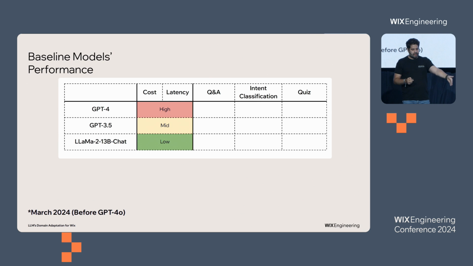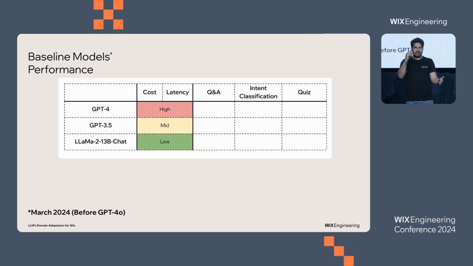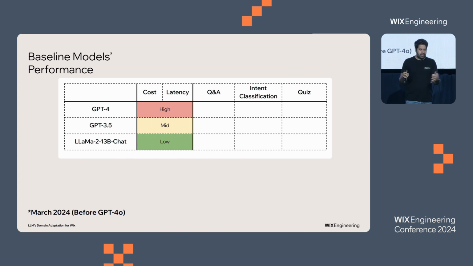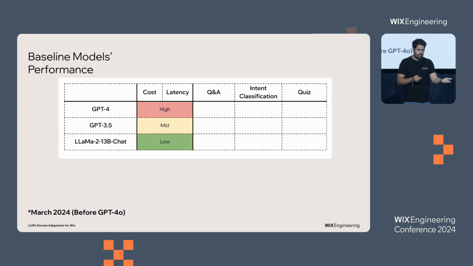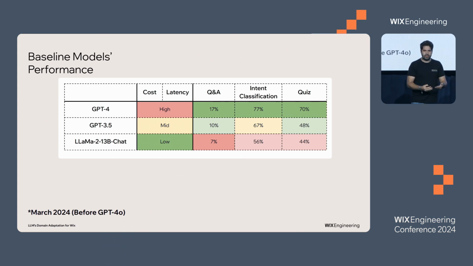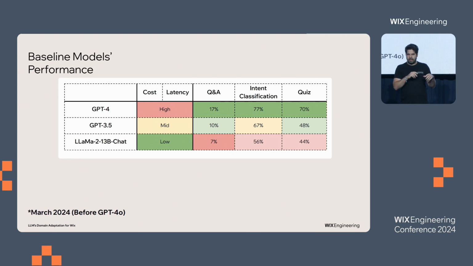So we have this performance, and we have the different evaluation processes for question answering, for intent classification, which is a data set that we have for a chatbot that, given a user input, we understand what is the Wix intent behind that, and the quiz that I just explained. So we have these three benchmarks, and we estimate the performance of the models, and we really see that GPT-4 outperforms all of them. The Llama 2 13 billion chat is actually really underperforming compared to the rest.